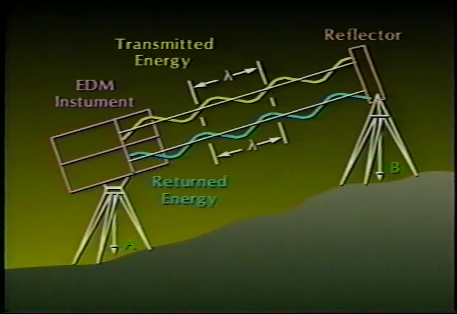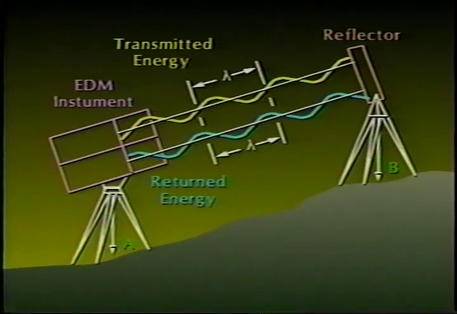One full wavelength is equal to 360 degrees phase shift. EDMs operate by measuring this phase shift of the wavelengths of the light. Let's say, for example, that the wavelength is 10 feet long. When the light returns to the EDM, the instrument measures the amount of phase shift of the light wave. Suppose the phase shift is equal to 180 degrees. This is equal to one half of 360. Therefore, the length of that portion of the wave is 5.00 feet.